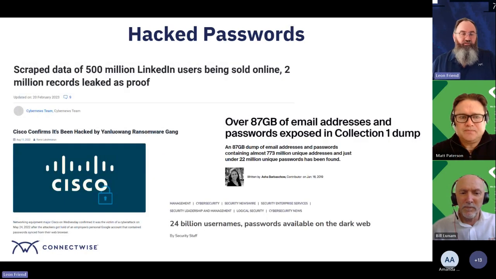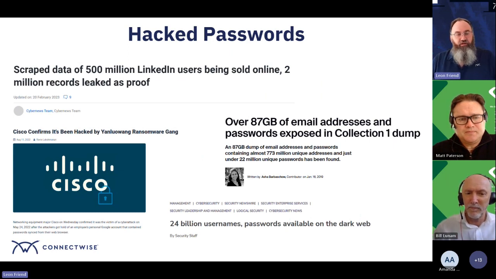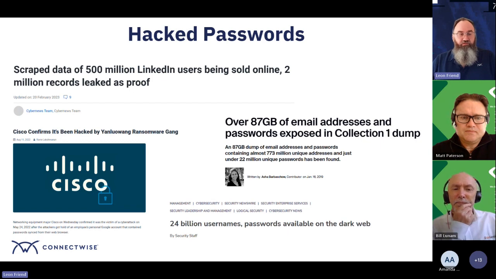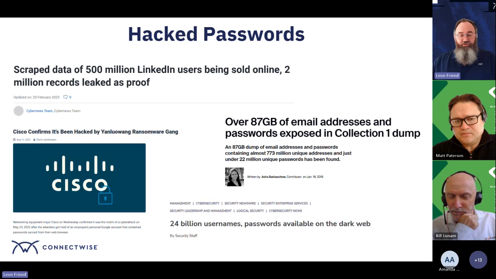Right. So hacked passwords. A little bit more information on the password side of it. This happened basically at the end of last year, early this year. On LinkedIn, 2 million records were leaked as proof of scraping data from the LinkedIn website. They estimate about 500 million LinkedIn users had their data scraped. We saw 87 gigabytes worth of email addresses and passwords. If you think about the plain text version of an email address and password, they really don't take up very much space at all. So the fact it's 87 gig tells us that there's a lot. That was about 770 million.